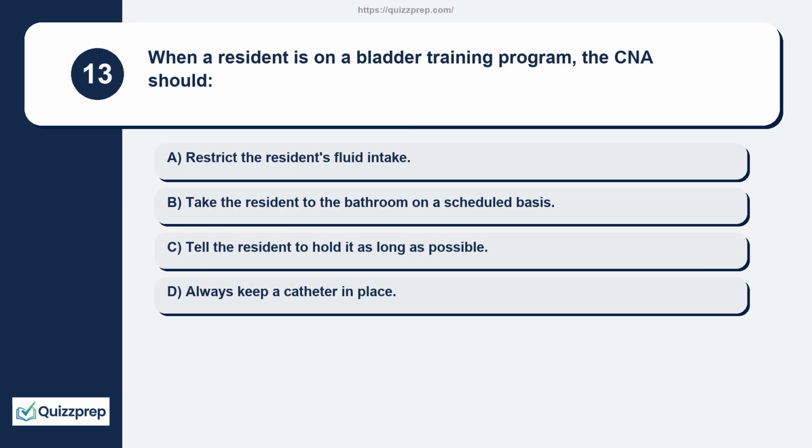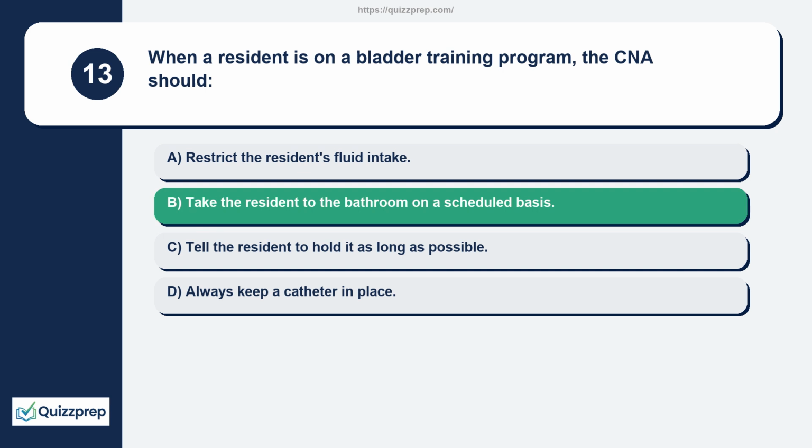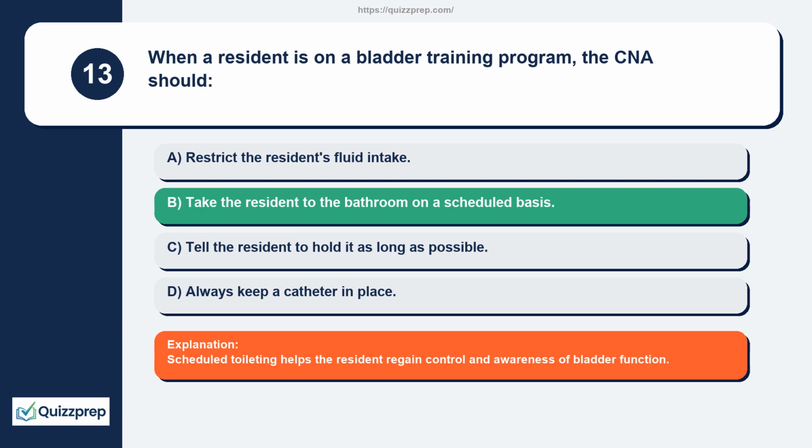Question 13. When a resident is on a bladder training program, the CNA should: restrict the resident's fluid intake, take the resident to the bathroom on a scheduled basis, tell the resident to hold it as long as possible, always keep a catheter in place. Scheduled toileting helps the resident regain control and awareness of bladder function.